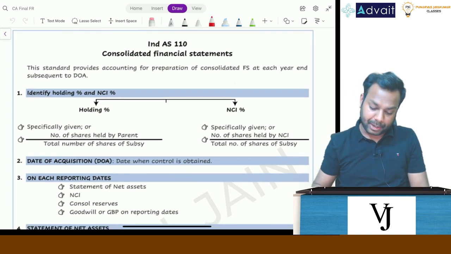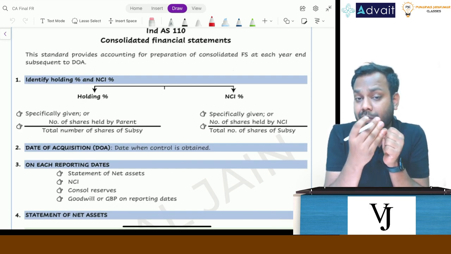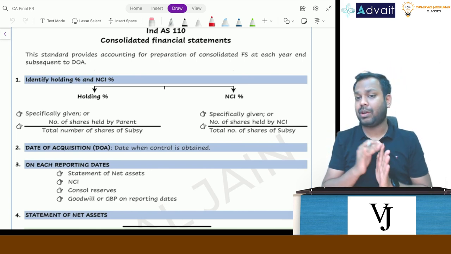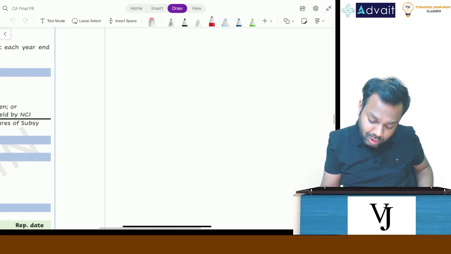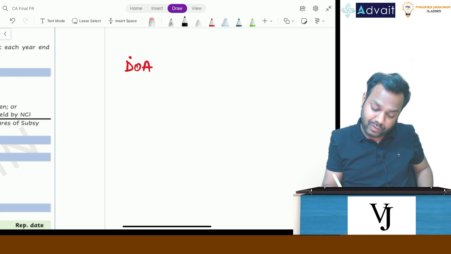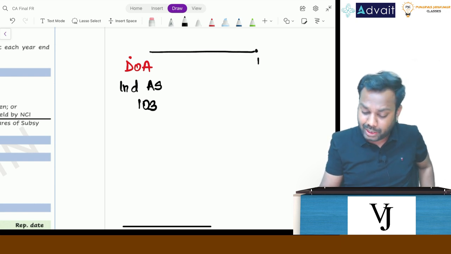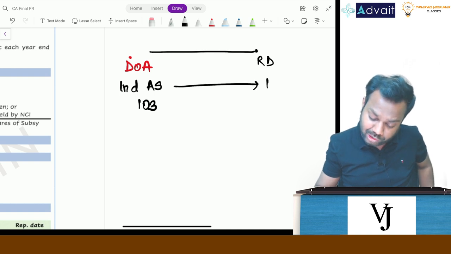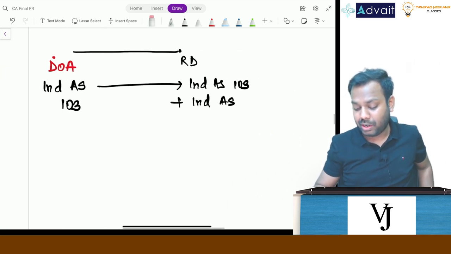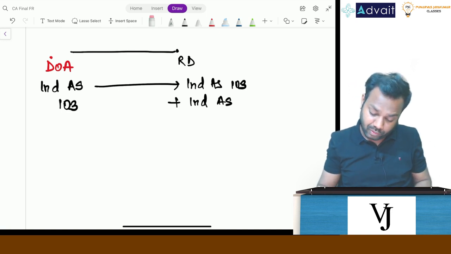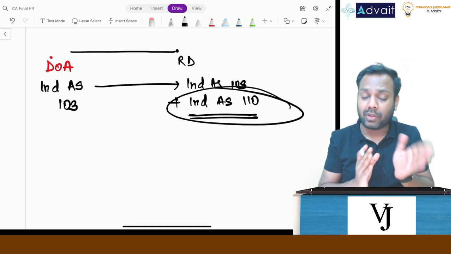Okay, now let's discuss this one. So now guys, understand. So far, what we discussed was the accounting treatment on the date of acquisition. Now, what we are discussing is how the consolidated financial statements will be prepared on each reporting date. As you know, on the date of acquisition we apply Ind AS 103, and on each subsequent reporting date we definitely continue to apply Ind AS 103, but in addition to that we apply Ind AS 110 as well, because Ind AS 110 talks about the accounting treatment for the change in the net assets from the date of acquisition to the reporting date.